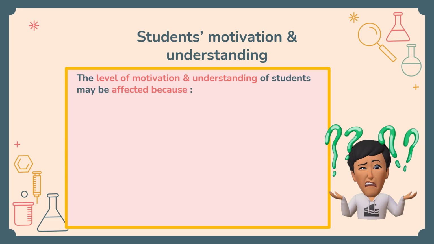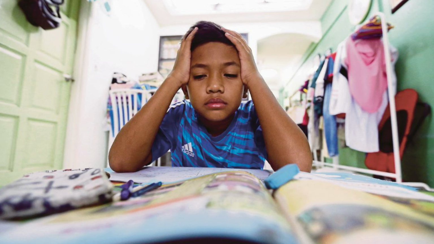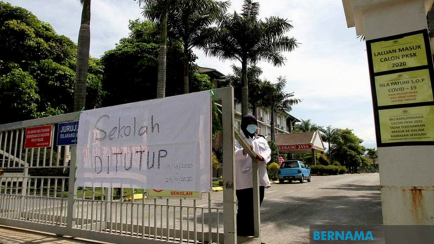The level of motivation and understanding of students may be affected because, number one, students are not able to keep up with the sudden changing environment as schools keep closing for a long time. There is no physical contact among the students, and they are actually alone at home to face their online learning from school. Number two, laboratory experiments only happen when schools are reopening to teachers and students, which is very rare and difficult to be handled because they have to take turns by weeks to enter the school, and just in case there is even one positive case, the school will have to close their building immediately for the safety of the public.